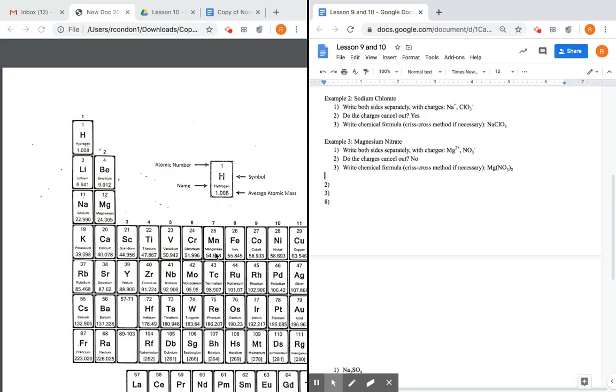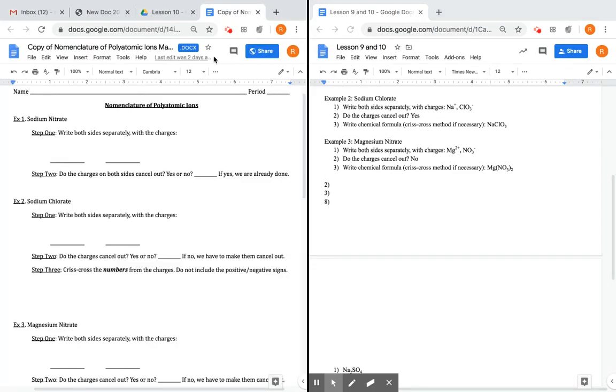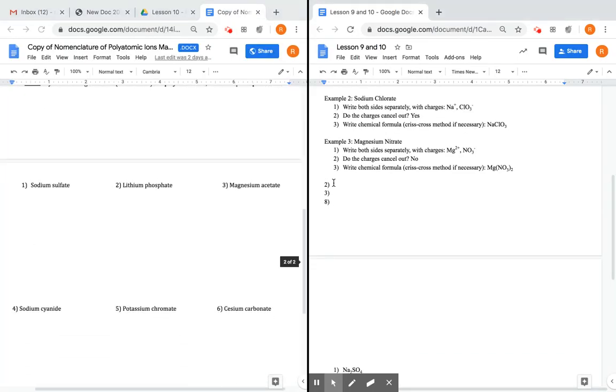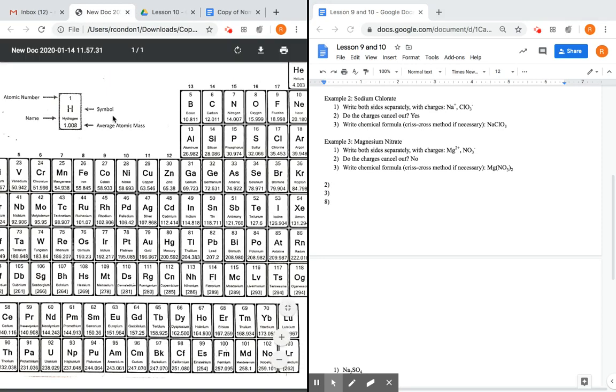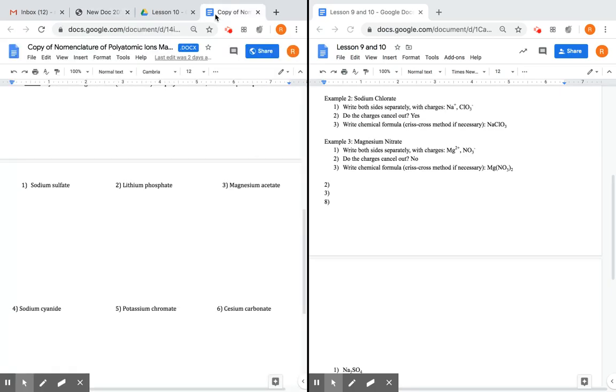All right, let's do a couple examples. I want to go through number 2, number 3, and number 8. So number 2, we have lithium phosphate. So lithium, if we go to our periodic table, lithium is going to be in the alkali metals. That means it's going to be forming a +1 cation. So lithium phosphate. Now it's not phosphide, so we know it's going to be a polyatomic ion.